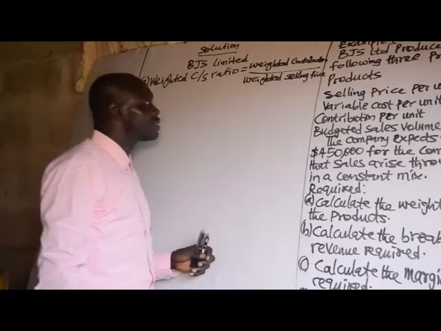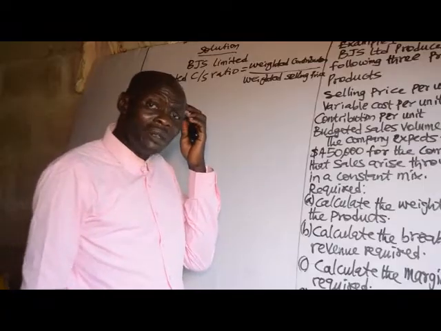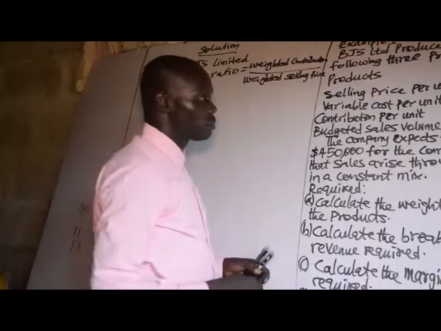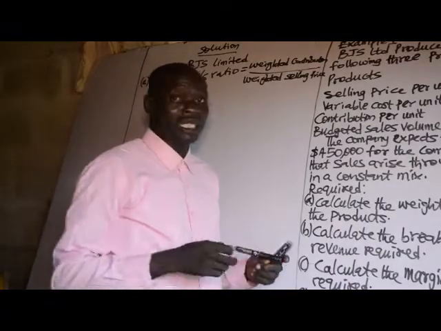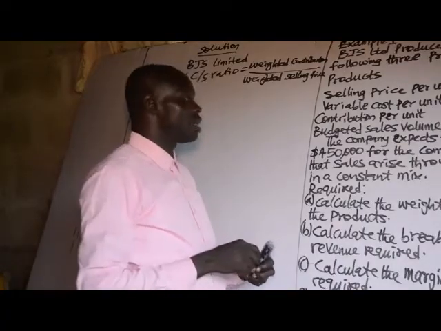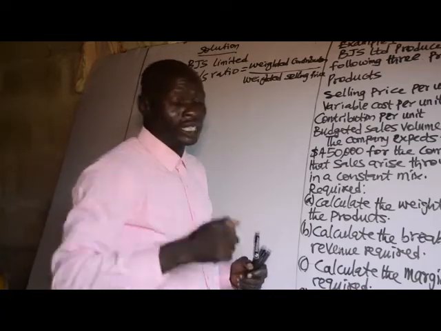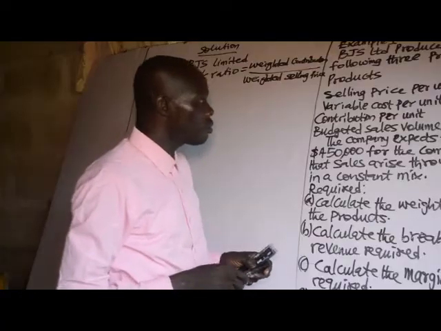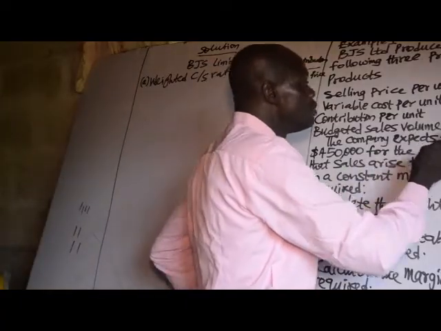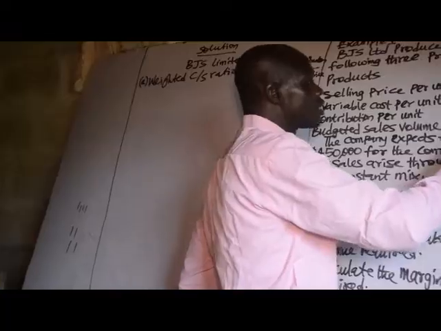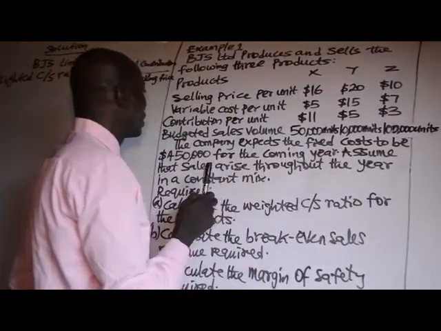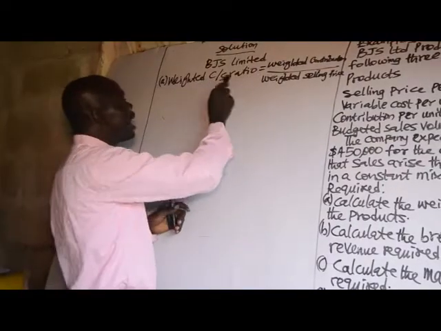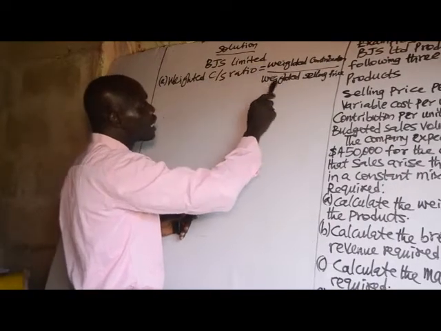I've told you that where the sales mix is not given, the budgeted sales volume, that is your sales quantity, will be used as the weight. So in this case, 50,000, 10,000, 100,000 will be used as our weight. Weighted CS ratio is weighted contribution over weighted selling price.